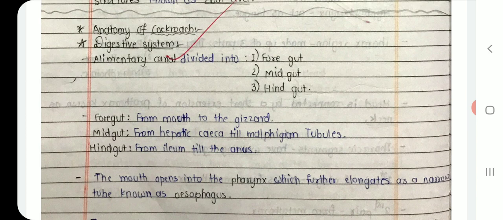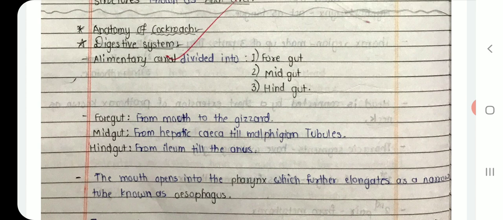Now the alimentary canal is divided into three parts. First is the foregut, second is the midgut, and third is the hindgut. That means the whole alimentary canal is divided into three parts, right? The first part is said to be the foregut, as it is present at the first part. Then there is the midgut, because it is present in the middle, and the hindgut, that means it is present at the last.